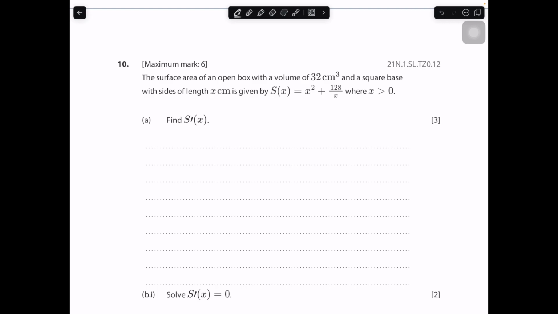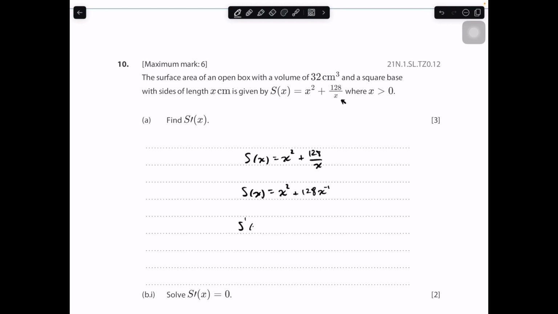Similar procedure, once again, let's write out our original function. x squared plus 128 over x. First, if we want to modify this, we're going to need to modify this because we have a variable in the denominator. Let's write x squared plus 128, bring up the x. Now it's x to the negative 1.